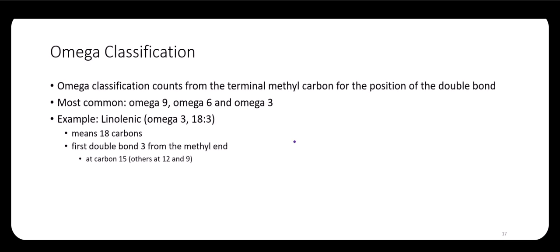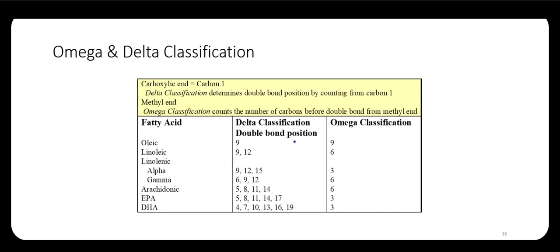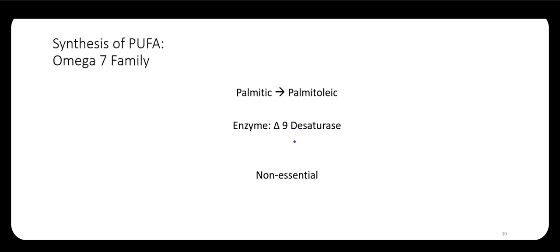Omega, start counting at the methyl end, the non-carboxyl end. First carbon to touch a double bond, that makes it omega, whatever that carbon is. Then we can say how many double bonds we have, knowing they're no more than, no less than 3 carbons apart. So some delta and some omega classifications of some common fatty acids that you will be seeing.